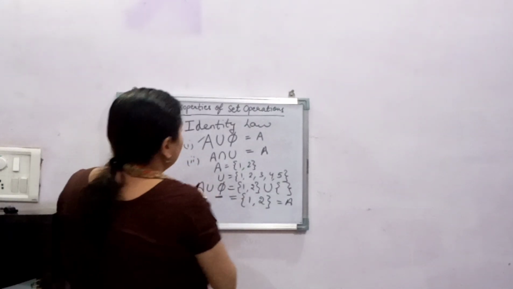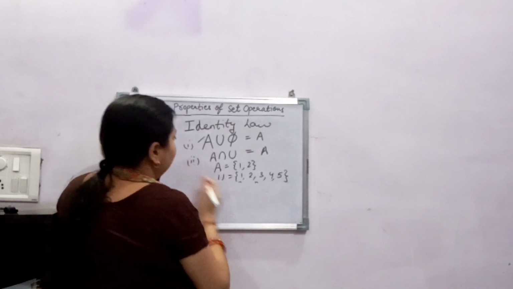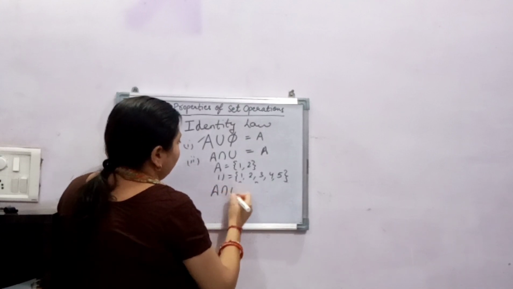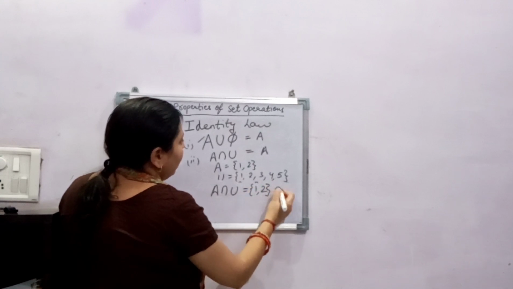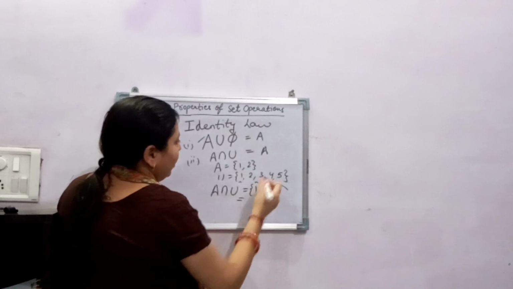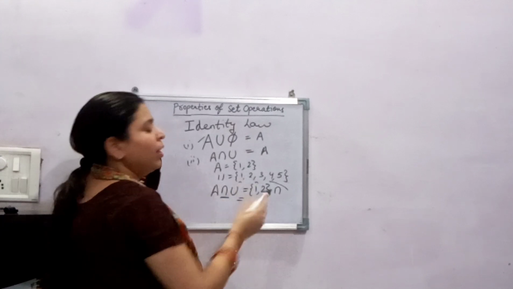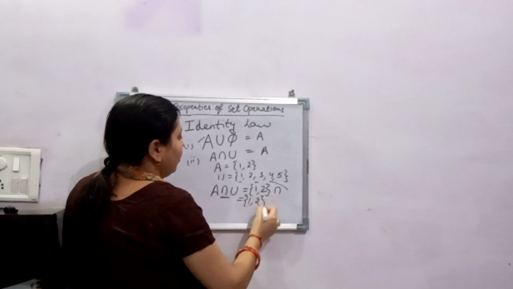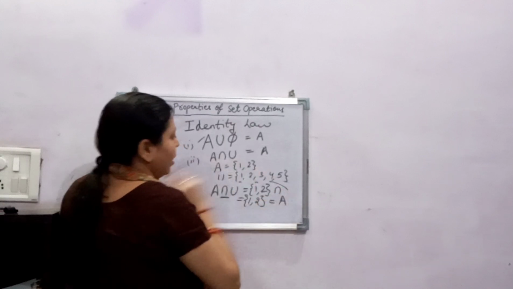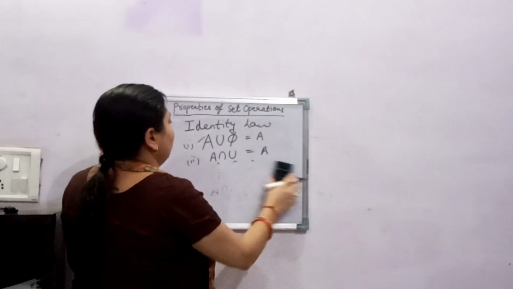Identity law, now the second property: A intersection U. A contains 1, 2, and U is the universal set, I am not writing it again. The intersection operation contains the common elements from both the sets. Here the common elements are only 1 and 2, which is also set A. So these two properties are the identity law.